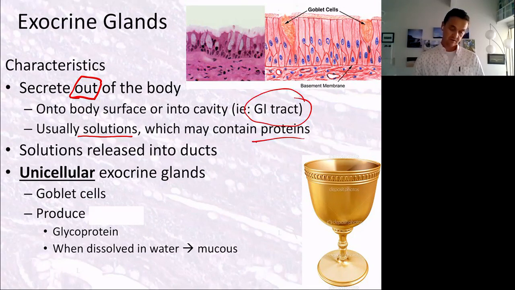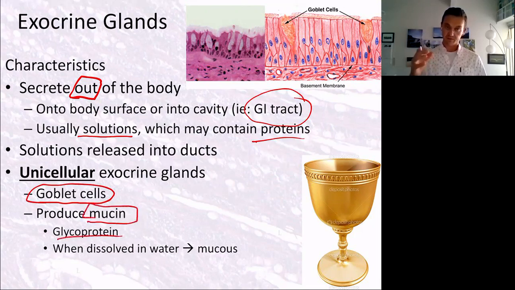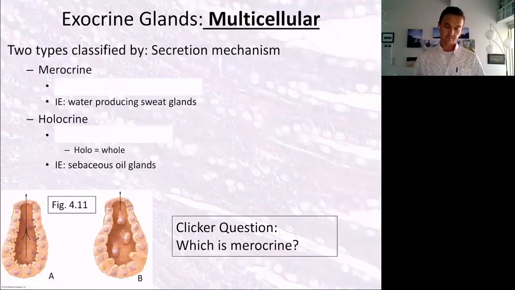So unicellular exocrine glands, we have some of those, and those are those goblet cells we just talked about. Okay, those can produce what's called mucin. Okay, and mucin is a glycoprotein, so a protein with some carbohydrates on it, right? And so when that interacts with water, it dissolves and turns into mucus. Okay, then what about multicellular exocrine glands?